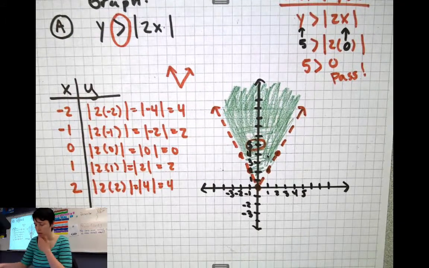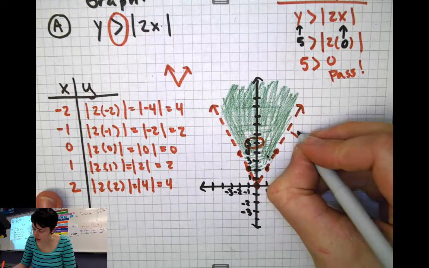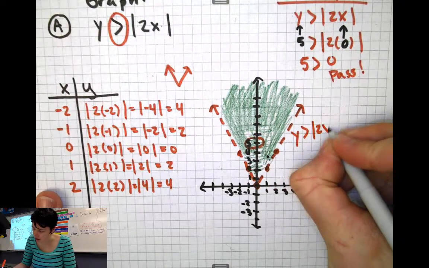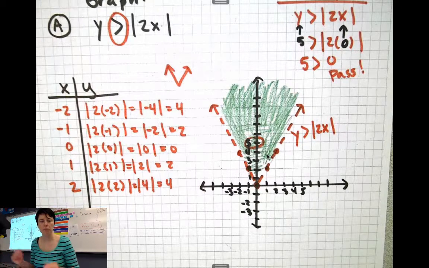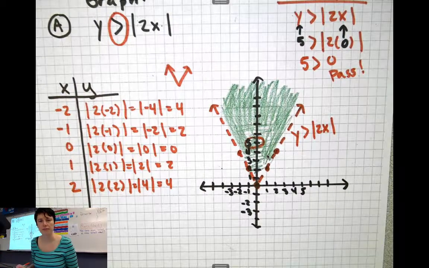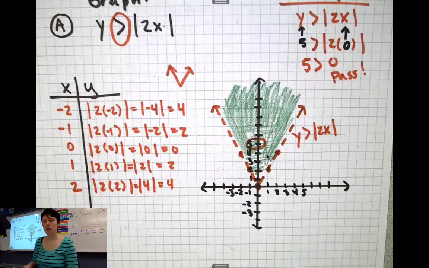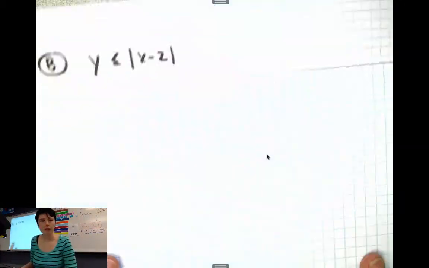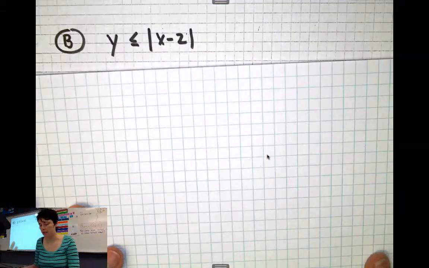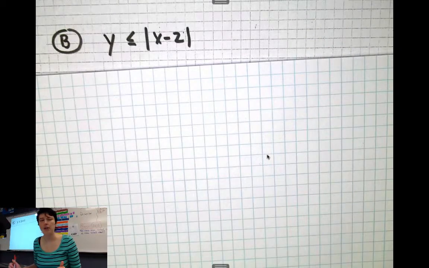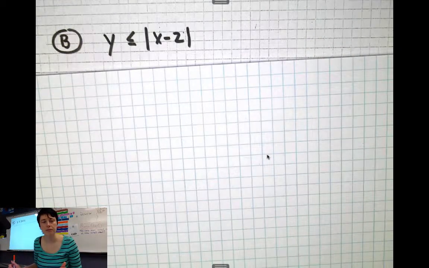I might write the equation y is greater than absolute value 2x right next to it just to add that on. But then I feel pretty good about this graph. So hopefully that's what you got when you paused the video and did it yourself. So we're going to do another one here, part B. And B is going to look like this. Y is less than or equal to absolute value x minus 2. Okay, pause the video, do it yourself, and we'll see if you got it right.